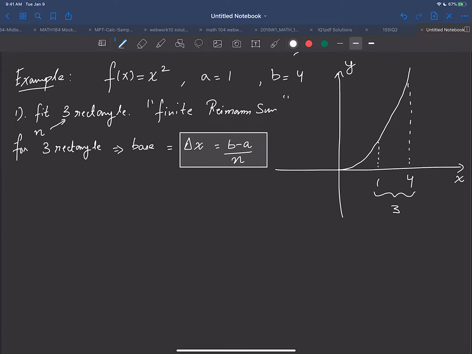When you try to draw visually, you've got to fit in 3 rectangles, and the space you have is 3 units here, right? So basically all you need is your delta x to be 4 minus 1 over 3, which is 3 over 3, which happens to be 1. Any questions so far when we try to fix the base of each rectangle we're going to fit in? I think everybody's on the same page with me, right? So we're good.